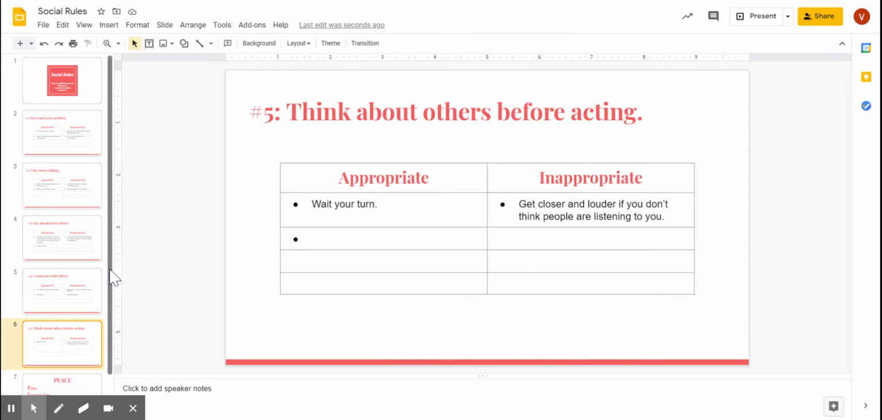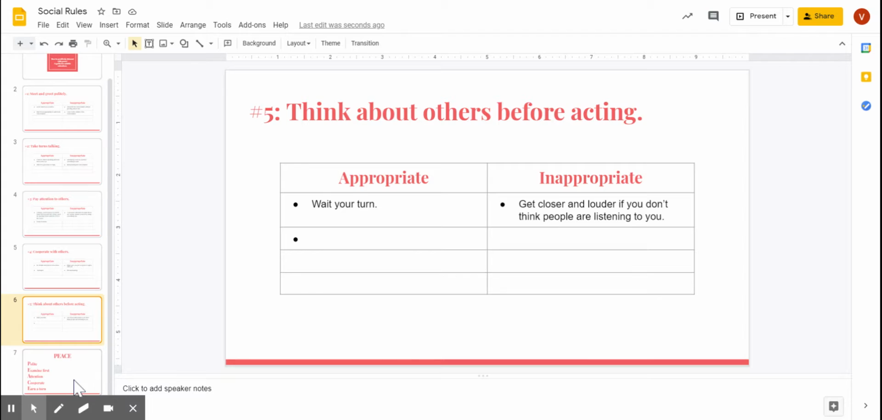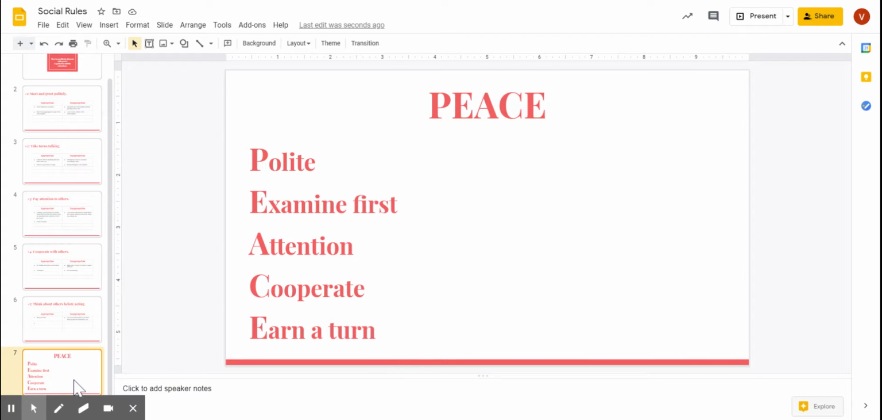We've had some good ideas and we'll continue to add to these, but I want to share this idea with you. I came up with this acronym PEACE, PEACE. We want to be polite, examine the situation first, pay attention to the others, cooperate with our friends as we're having conversations, and earn a turn by taking time to listen to what they have to say before you decide it's your turn.